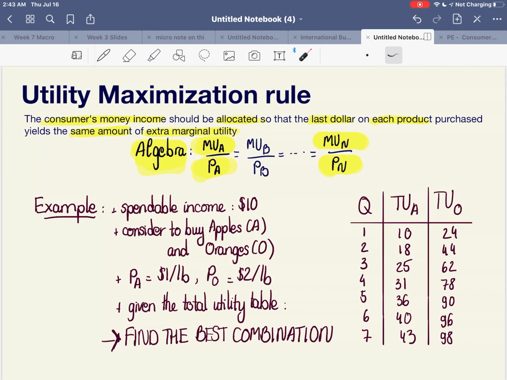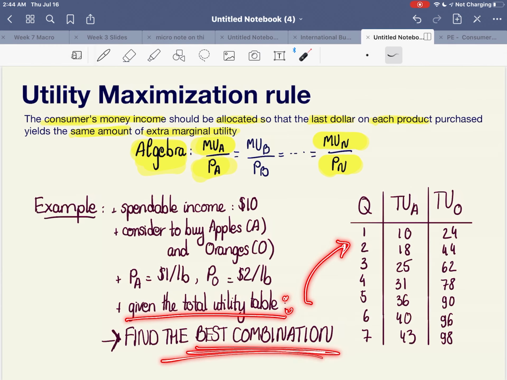Let's take an easy example. Suppose that you have $10 to spend. You are considering buying apples, A, and oranges, O. The price of 1 pound of apples is $1. The price of 1 pound of oranges is $2, and this is hypothetical only. You are given the total utility table and you're asked to find the best combination.